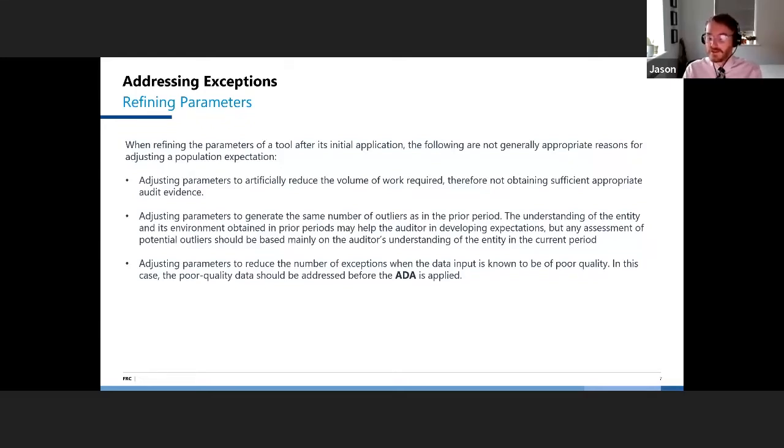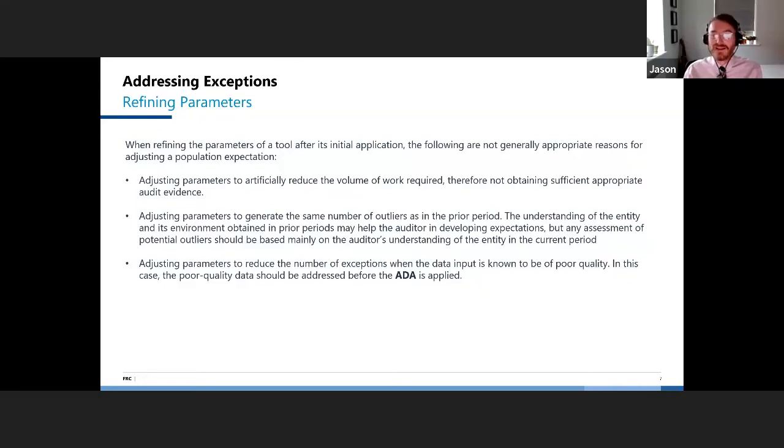But I guess one of the key questions that we've then had is, well, what should people do? And I guess the first one is to be very careful about analyzing the outliers to see which of them are likely to be true exceptions that are warranting investigation. A really important one is discussion with management, in a similar fashion to how you would refine an exception when you were looking at analytical procedures.